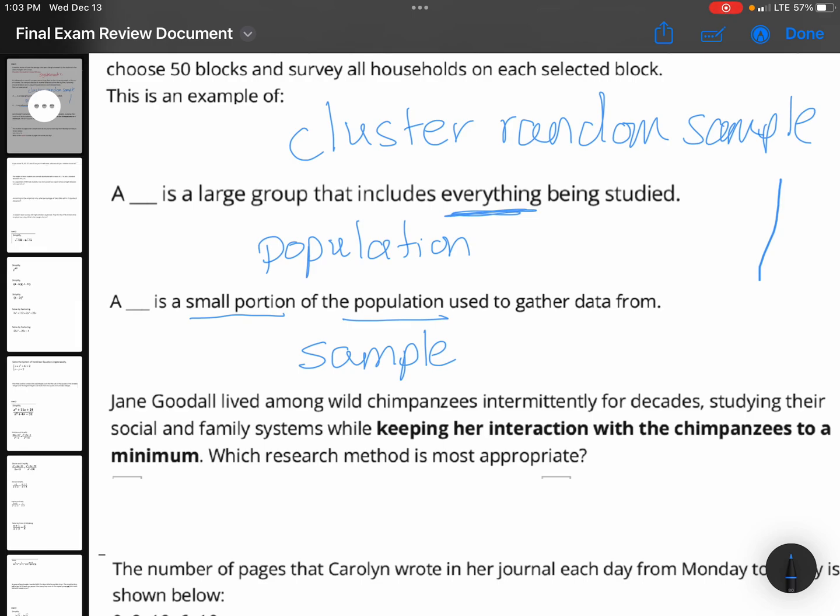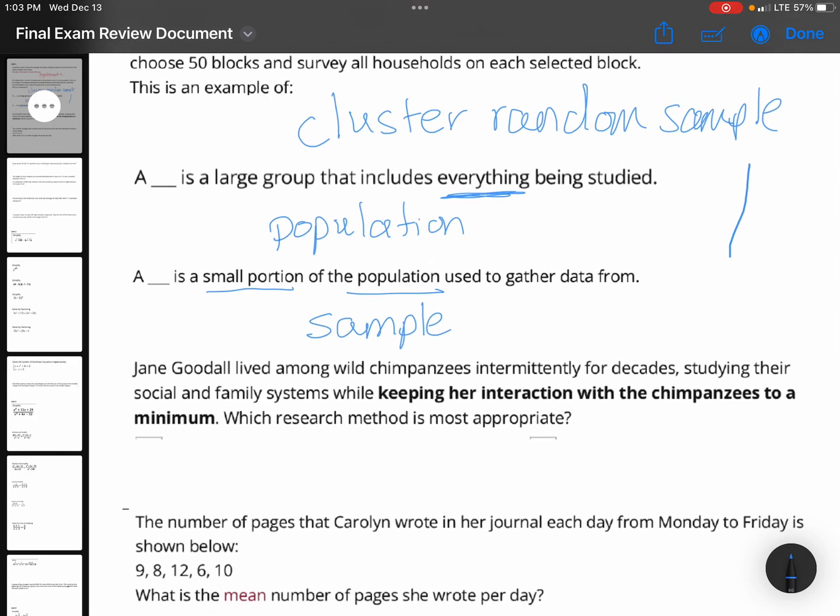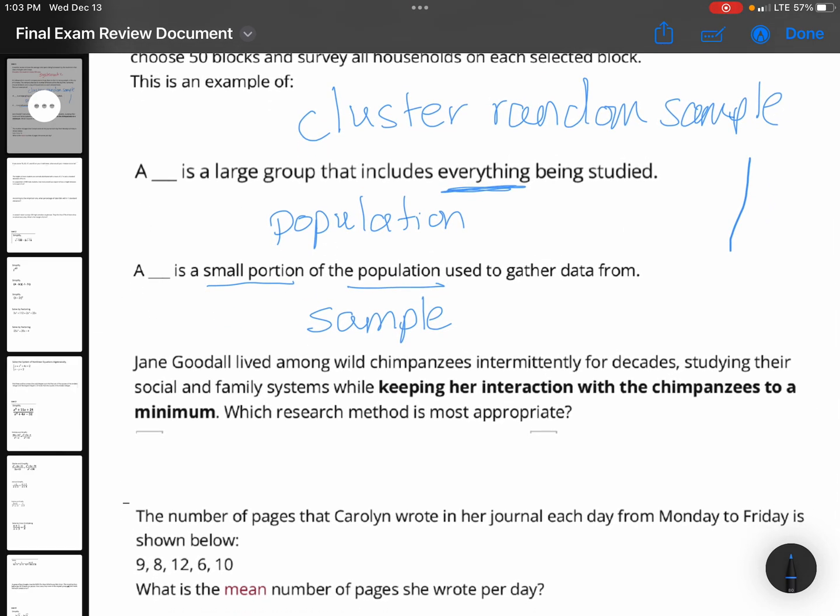The next question, Jane Goodall lived among wild chimpanzees intermittently for decades, studying their social and family systems while keeping her interactions with the chimpanzees to a minimum. This is very important, keeping it to a minimum. Which research method is this as the most appropriate? So she's not really interacting, then we would call that an observational study. She's just observing.